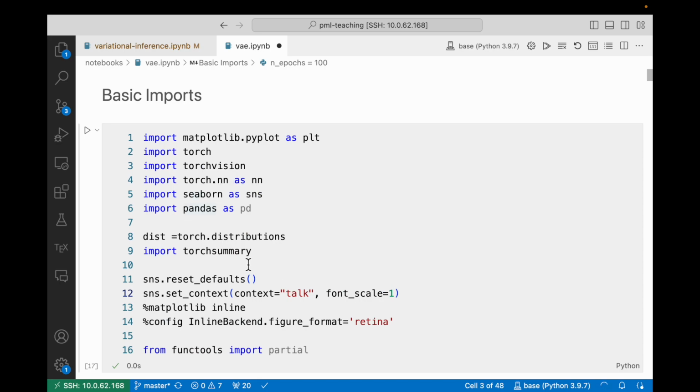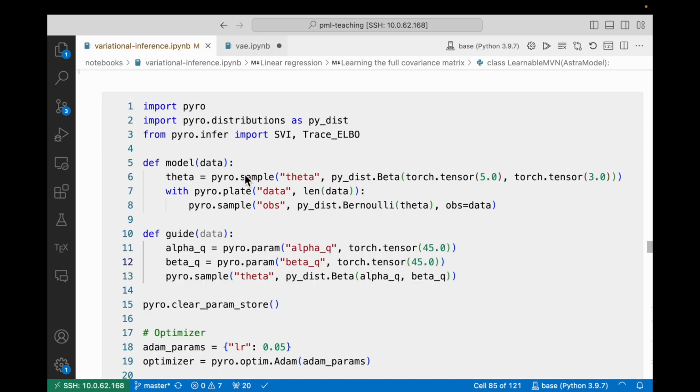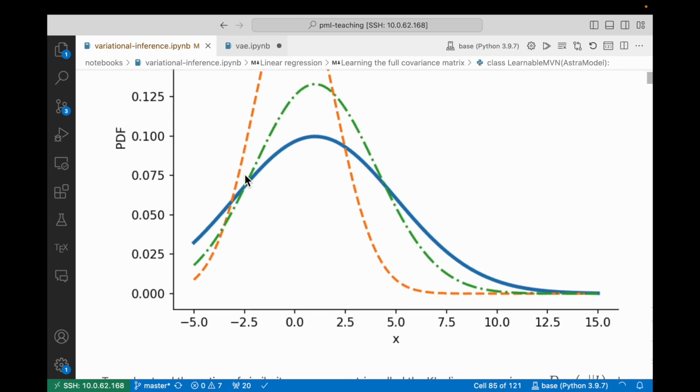Okay, just 1 second. I think I need to do some changes.